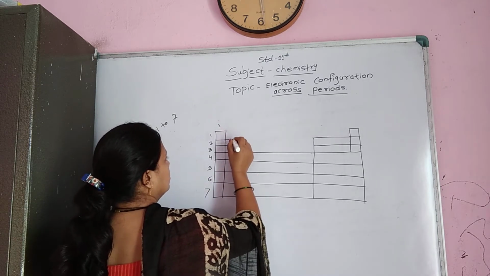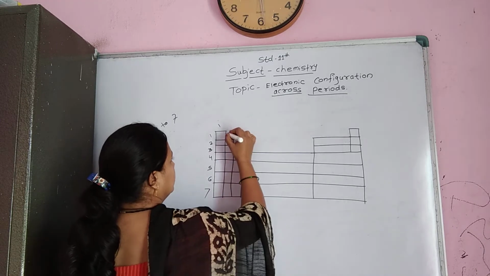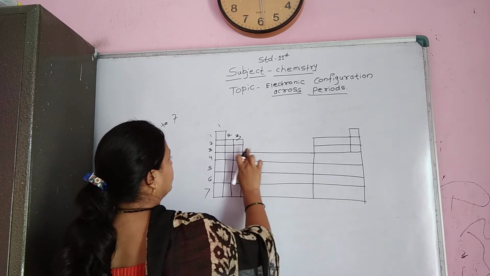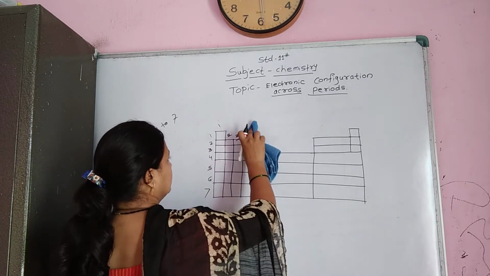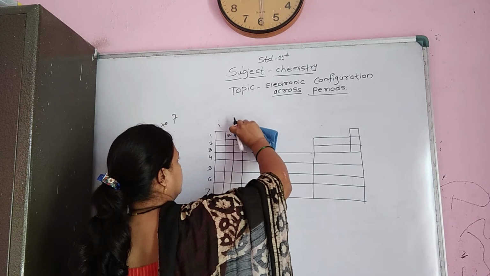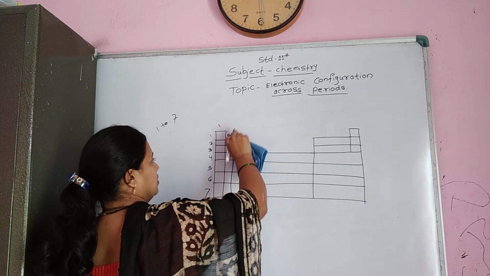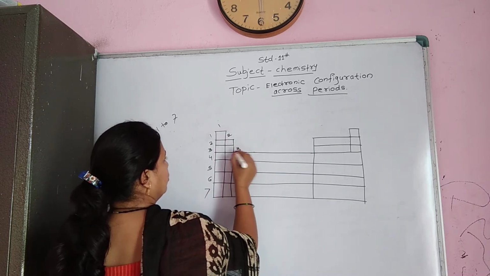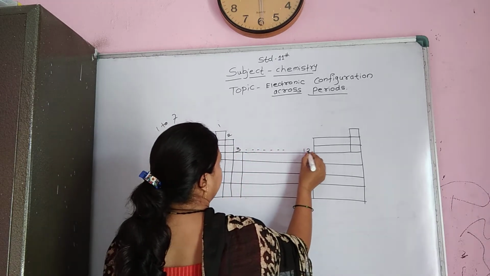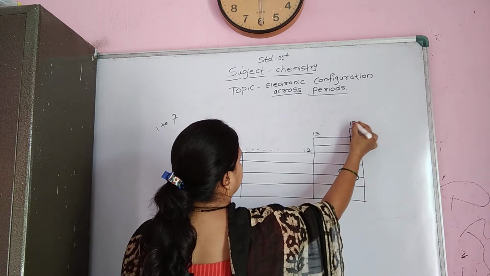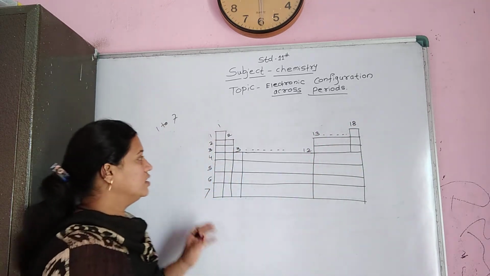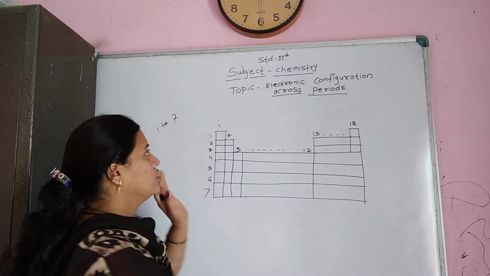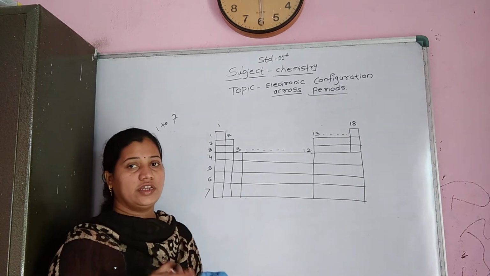These are the groups, 1, 2, 3. These are from 3 to 12, and here from 13 to 18. So these are the numbers of periods, and periods are numbered from 1 to 7. Now the topic is electronic configuration across the periods.